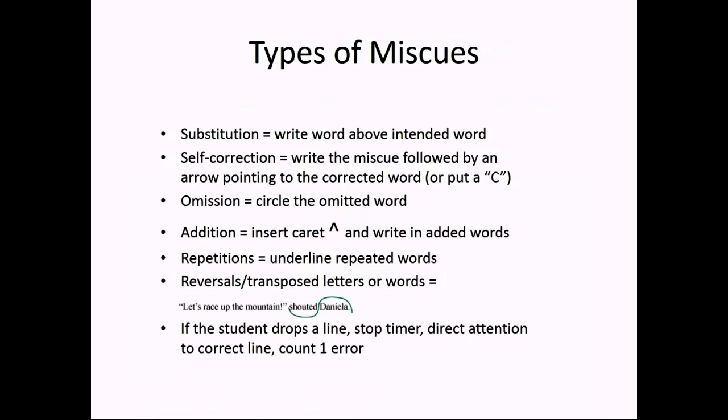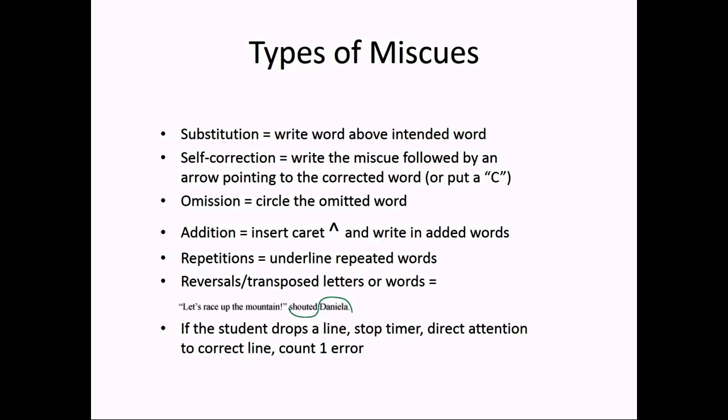Omission, circle the omitted word. Addition, insert the caret, write the added words. Repetitions, underline repeated words. Reversals or transposed letters or words. Let's race up to the mountain, shouted Danalia, but the child read, let's race up the mountain, Danalia shouted. So you put that little reversal signal around those two words. And it can be more than just two words. You can reverse a whole phrase.